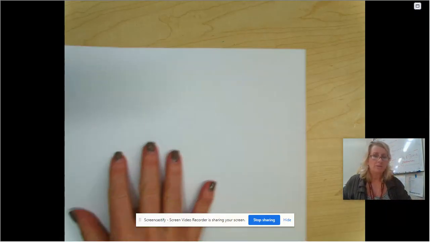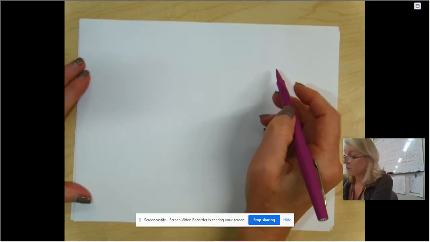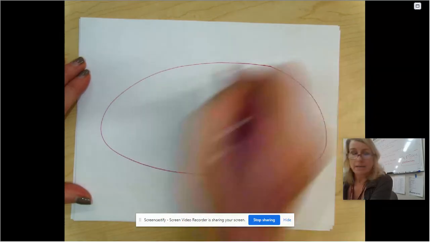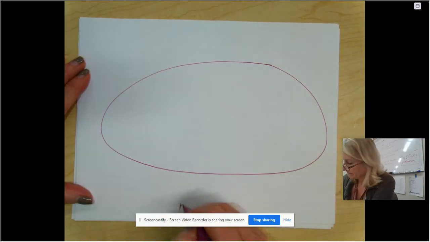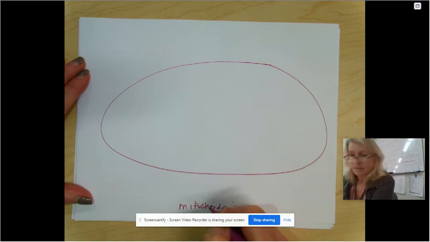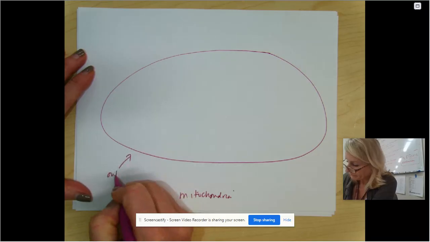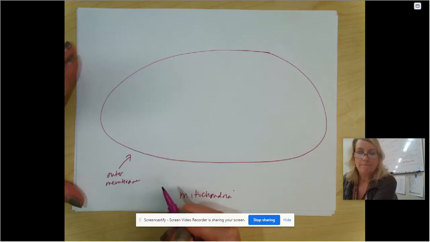So the first thing we're going to do is we're going to draw the mitochondria. Okay, and just make sure you know all the parts. I'm going to draw this one kind of big. Okay, here's your mitochondria. That's your mitochondria, and there's your outer membrane. It's a double membrane organelle.